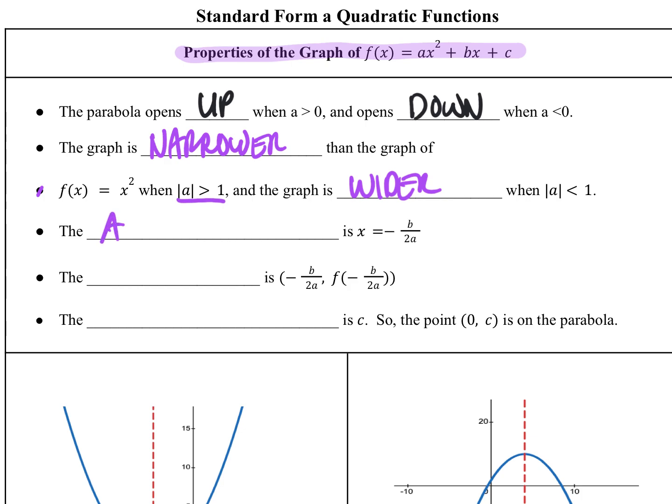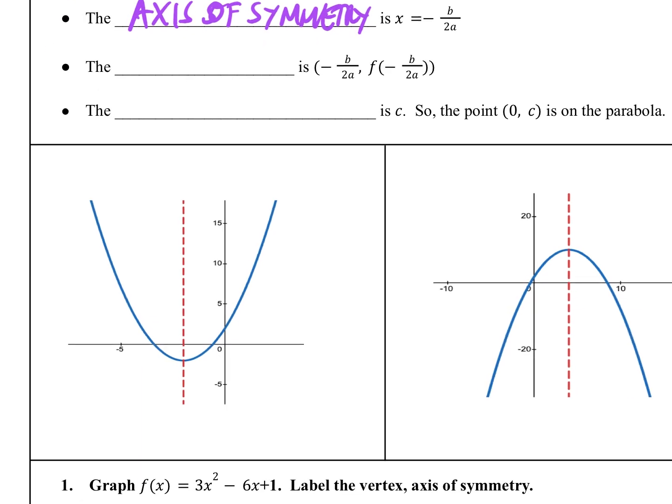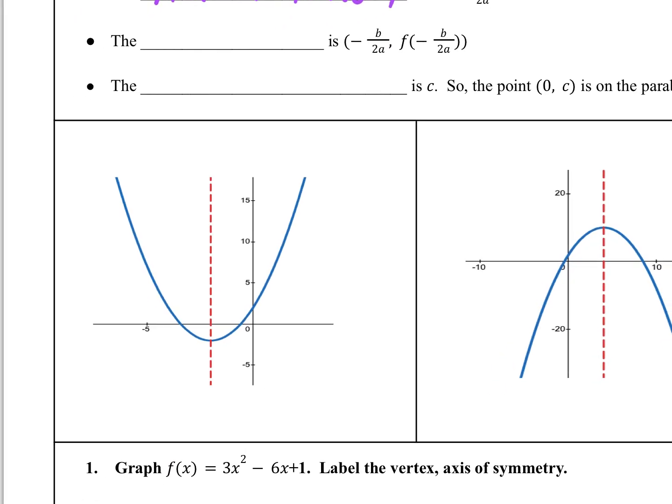The axis of symmetry is x equal to negative b over 2a. Now, let's remember that the axis of symmetry is the one that cuts the parabola equally. So this is your axis of symmetry. This is, of course, our x, and this is our y. Then this is our parabola. So what we can see in here is this red line is actually called the axis of symmetry.